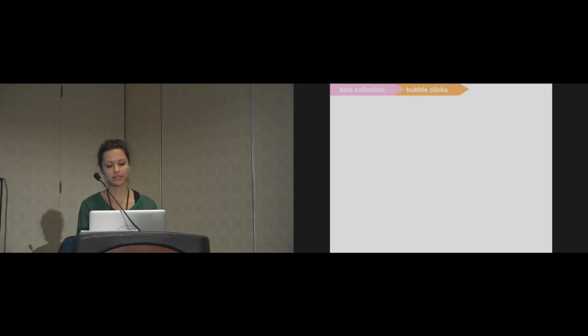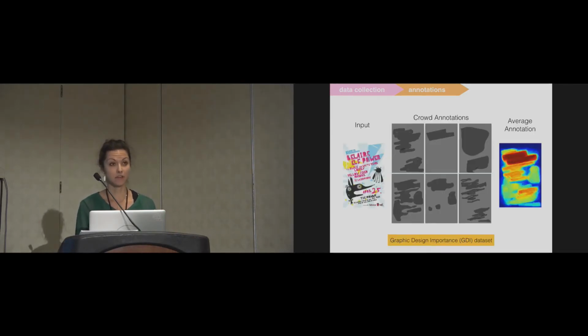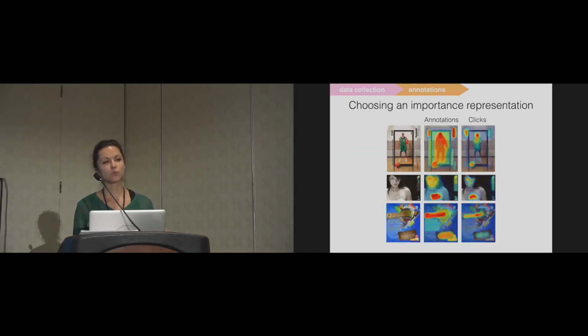Now, O'Donovan and colleagues also collected importance maps for designs, but they took a different approach. So rather than collecting eye fixations or clicks, they asked MTurk participants to explicitly annotate design regions that they found important, and no further definitions or instructions were given. But by aggregating these individualized binary annotations together, they ended up with importance maps, as you can see on the right here. And we also collected BubbleView clicks for the same designs to see how the explicit importance maps compare to the bubble click maps.